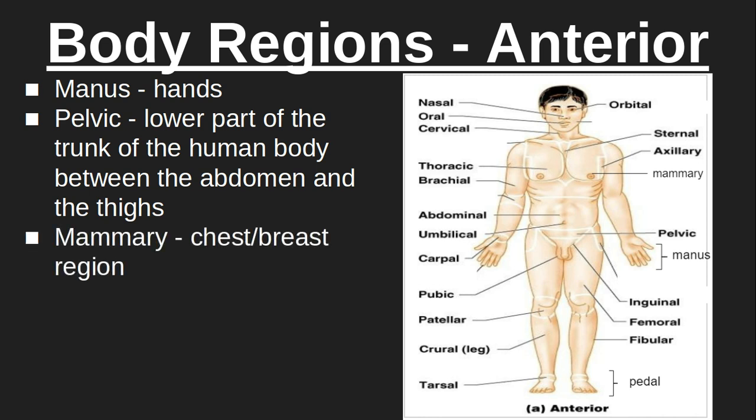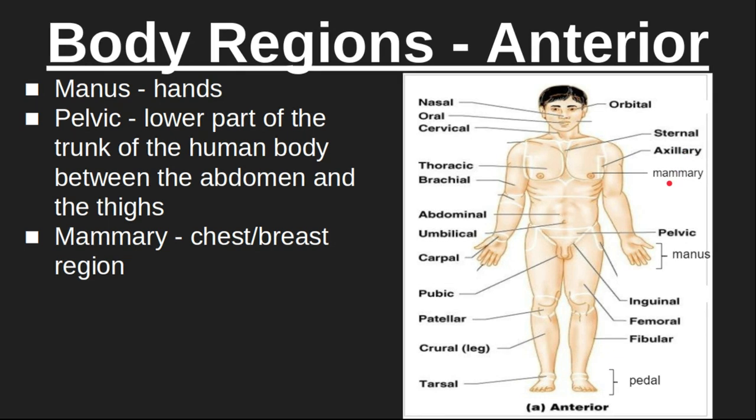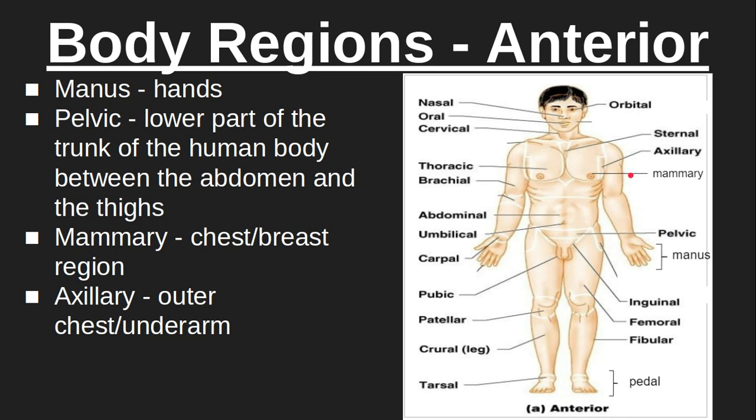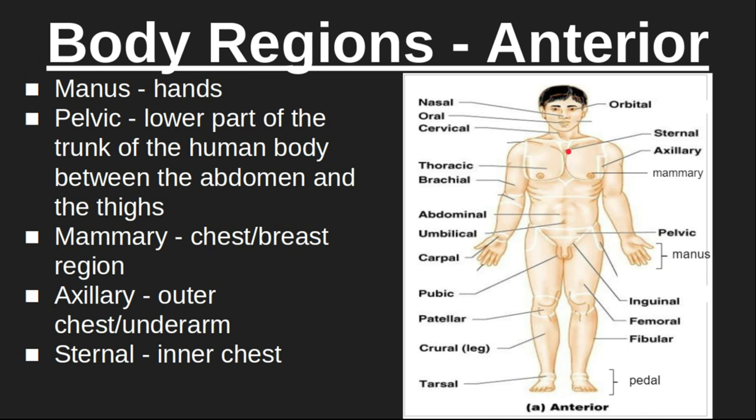The mammary region is the chest or breast region, depending on whether we're talking about a male or female specimen, but specifically the outside part of the chest. The axillary is the outer chest extending into the underarm. The next one is the sternal region. Your sternum is the mid part of your breastbone, so sternal or sternum. The final one on our list for the anterior body regions is orbital, which refers to the eye.